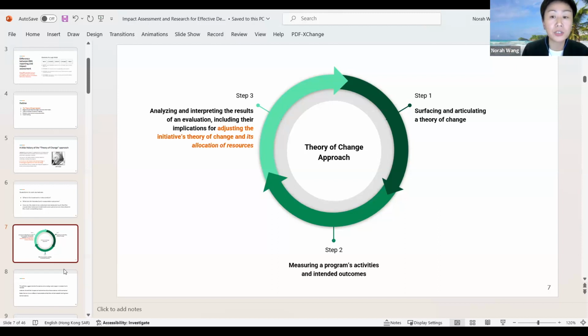With the articulation of the theory of change and of the impact of different program activities, that of course would have implications for the allocation of resources. I remember this is something that our participants are also interested in.